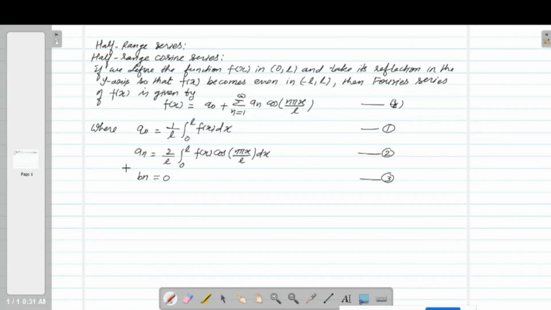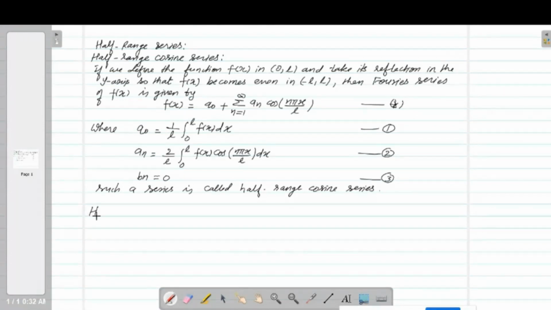So just write down, such a series is called half range cosine series. Okay, such a series is known as half range cosine series. Getting it? Now similarly you can define half range sine series.